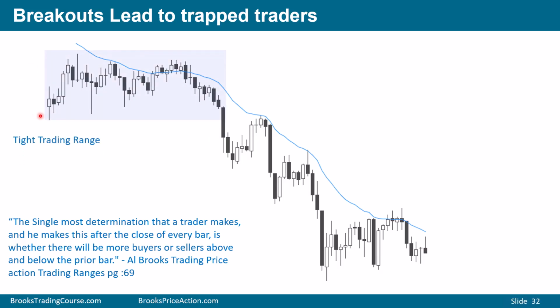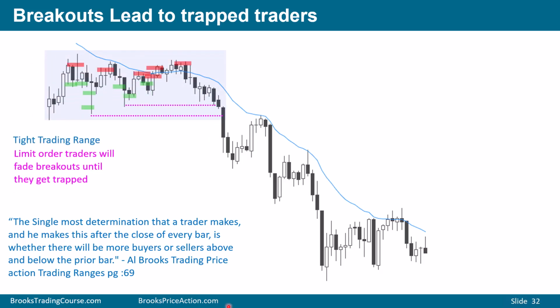Here we have a tight trading range. Limit order traders, they'll fade breakouts until they get trapped. Bears selling above bars, bulls buying below bars, scaling in lower, bears selling, scaling in higher, back and forth, until eventually tight bear channel, and then we get a strong bear breakout. That bear breakout is strong enough to increase the odds of a second leg down.